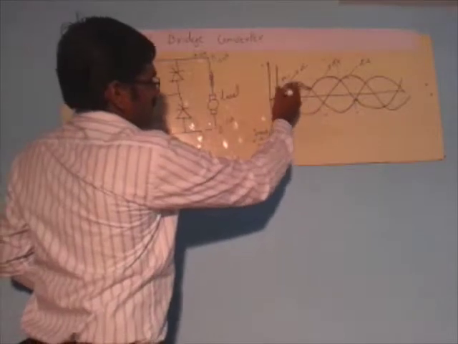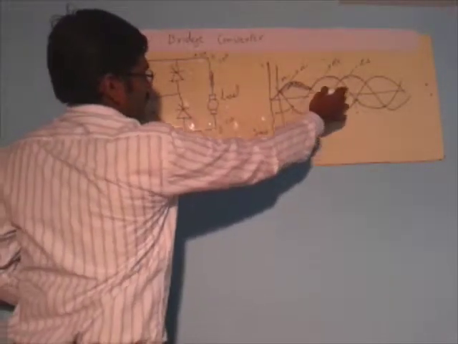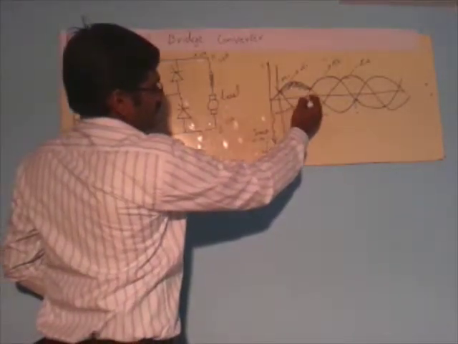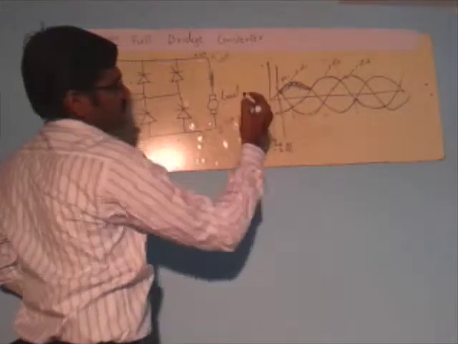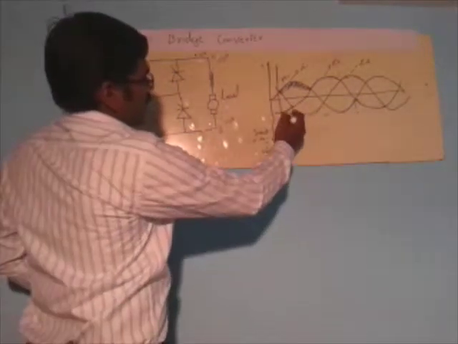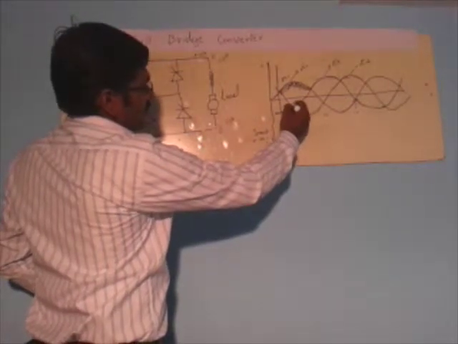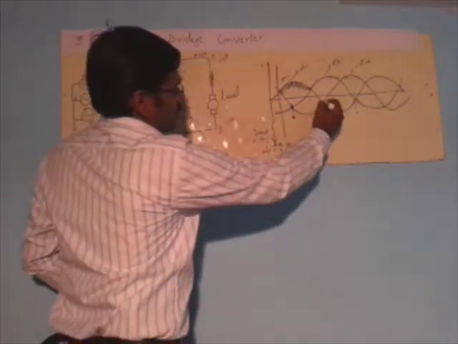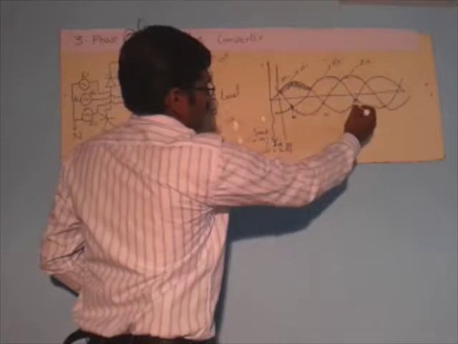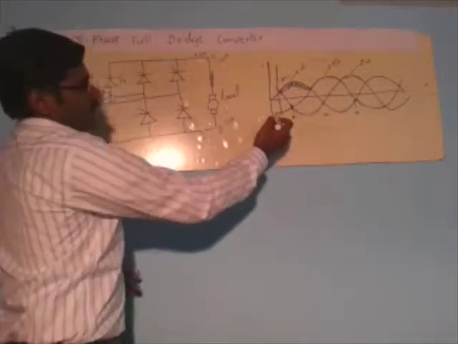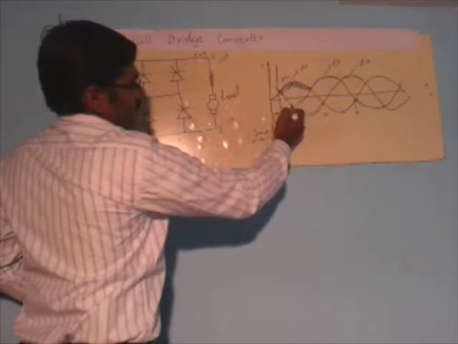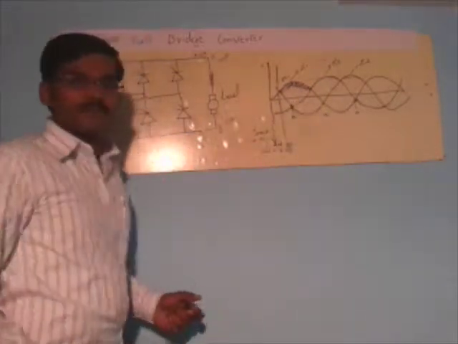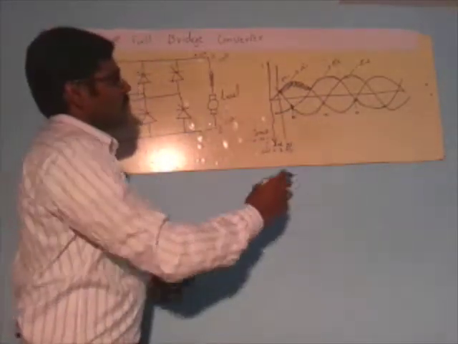During the next negative half cycle of the input, here we can see E2 is negative. But this is the intersecting point. Here we can see alpha is equal to 0 point, and here also it's a 0 point. This is a 0 point for all phases. So from here to here this point is negative, but compared to E2, E3 is more negative.